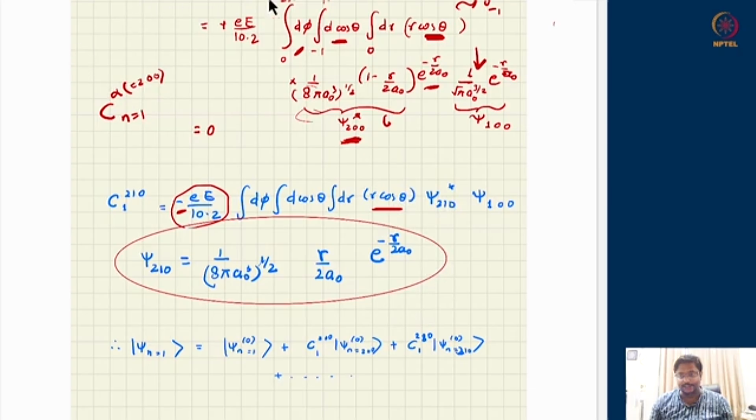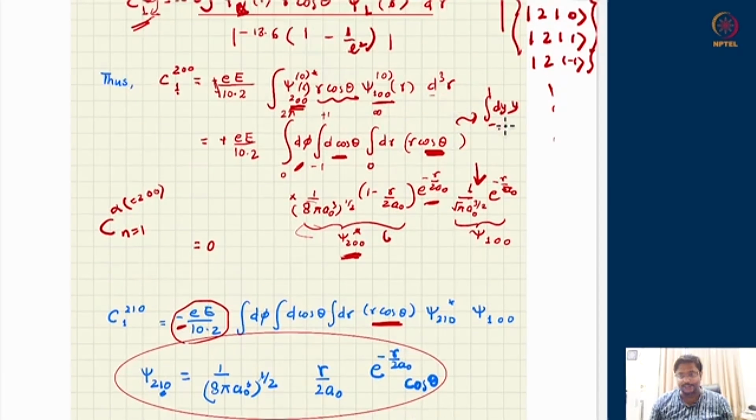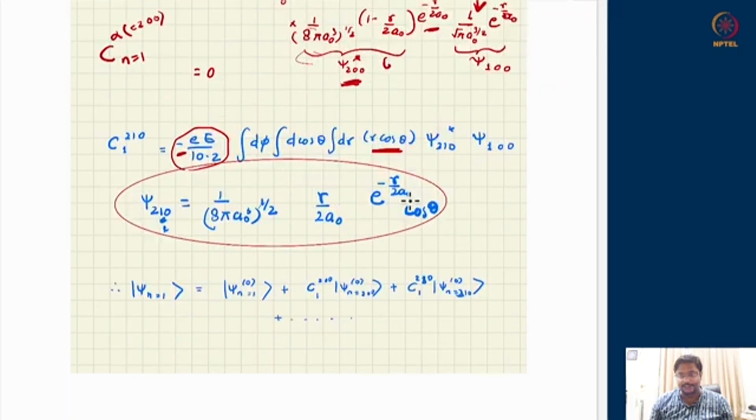Now, there is a typo I have not corrected. Here you will see that the 210, due to the fact that it has a 1 here. Remember, the states are marked by NLM. L equal to 0 has no theta dependency, but L equal to 1 has a theta dependency. L equal to 1 will come with a cos theta. So the state coming over here has a cos theta dependency, and already there was a cos theta here as well. So the two terms combined give me cos square theta here, and the d cos theta integral I have to do.